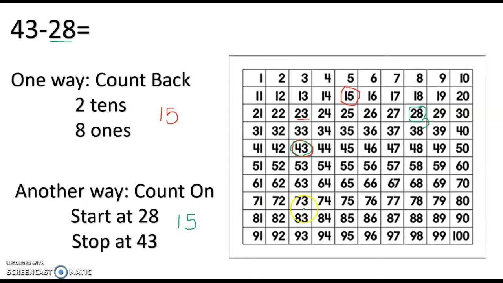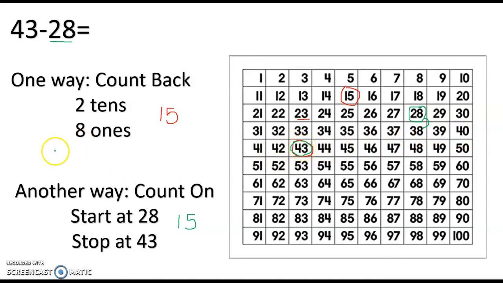So like I said, you can count by tens and then ones the rest of the way, or you can just count by ones. So 1, 2, 3, 4, 5, 6, 7, 8, 9, 10, 11, 12, 13, 14, 15.